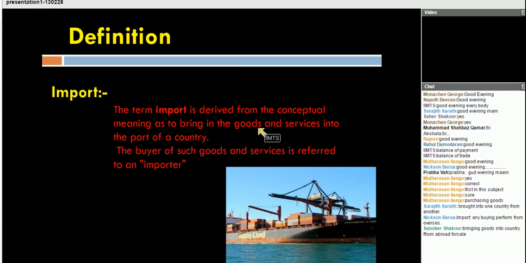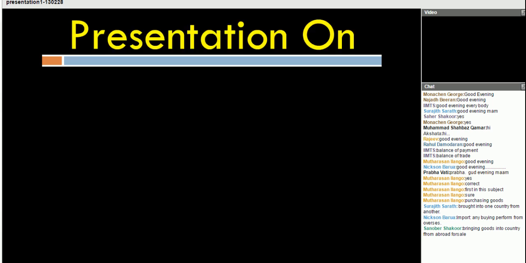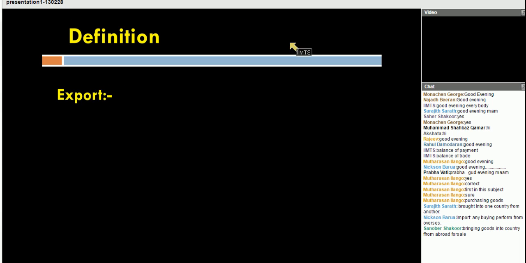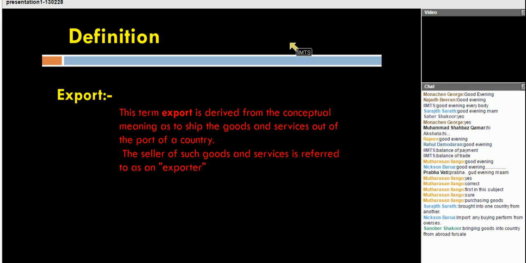Import is derived from the conceptual meaning of bringing goods and services into the port of a country. You can see the word port in import. When you bring goods into the port of one country, such a person is known as the importer. The opposite of this is export. Export is when you sell your goods across the boundary. It means to ship goods and services out of the port of a country. The seller of such goods and services is referred to as the exporter.